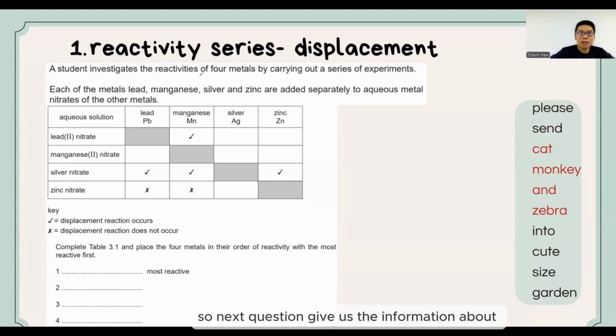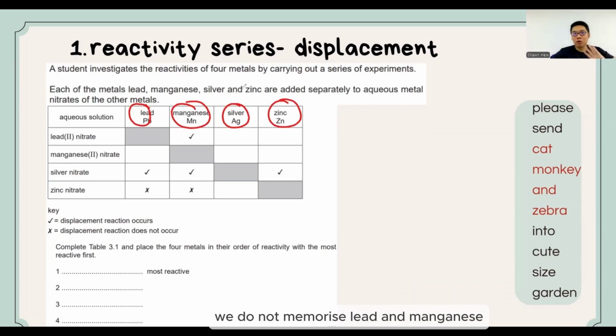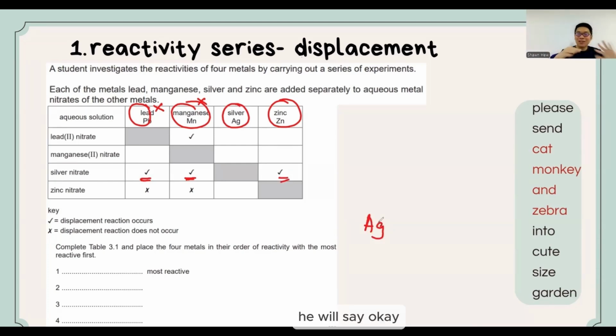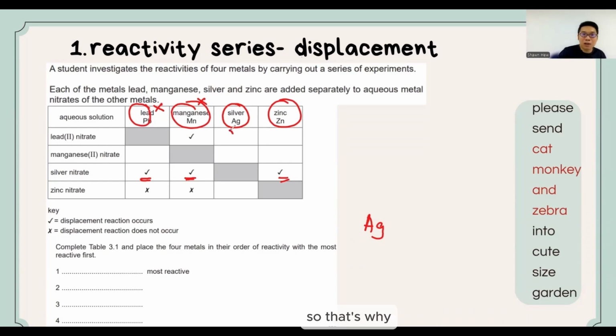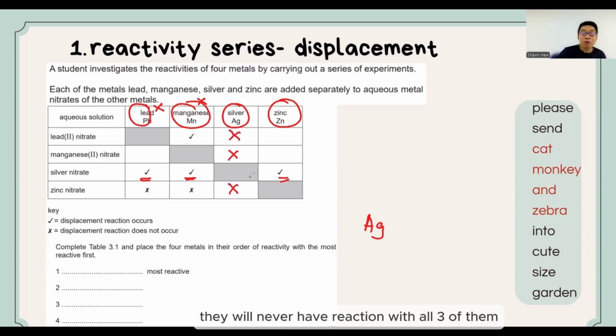So the next question gives us information about lead, manganese, silver, and zinc. We do not memorize lead and manganese, so we need to see from this situation. We know that zinc, manganese, and lead can all displace silver. It means that silver doesn't like to be an ion. So no matter who comes, it will say, okay, let you guys become ions, I will go back to atom. Silver is the least reactive, so that's why it will never have a reaction with all three of them.